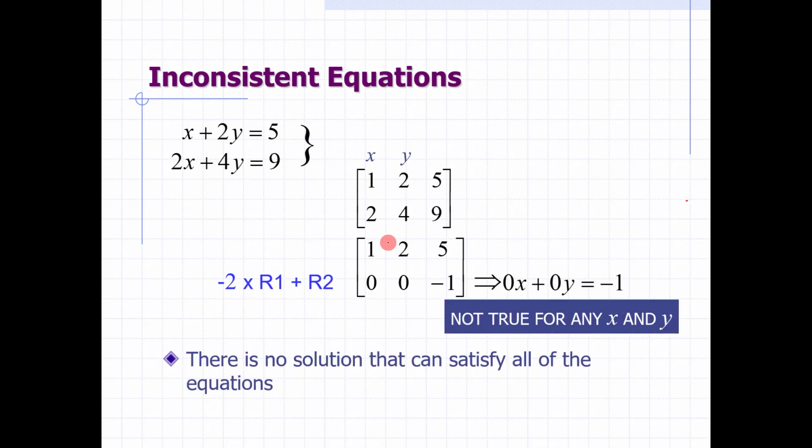So hopefully you're okay with, I'm going to use the term dependent system and inconsistent system. So make sure you know the difference between those two words. One means no solution and the other one means infinitely many.